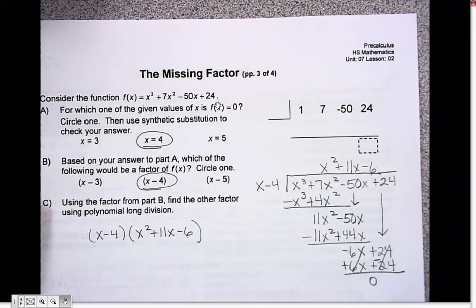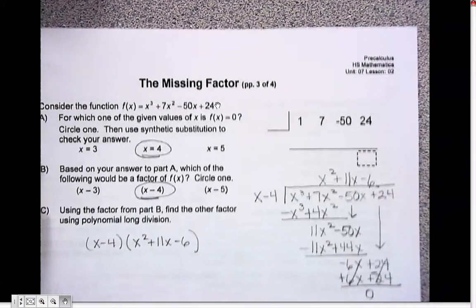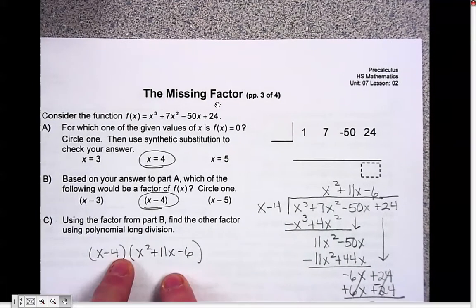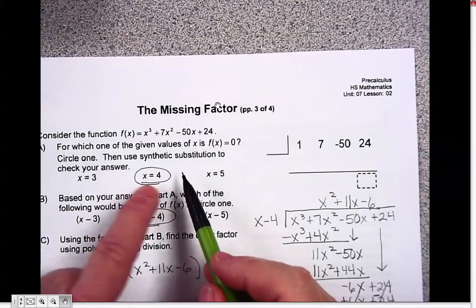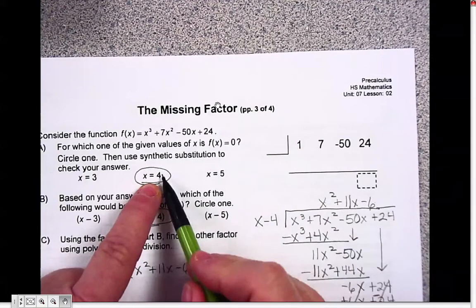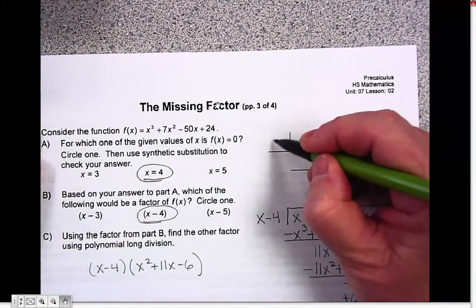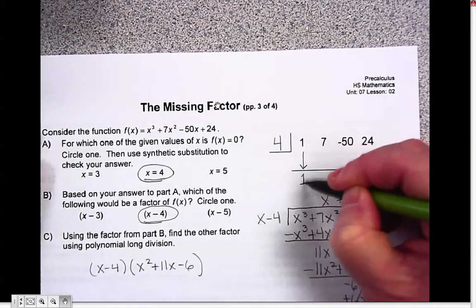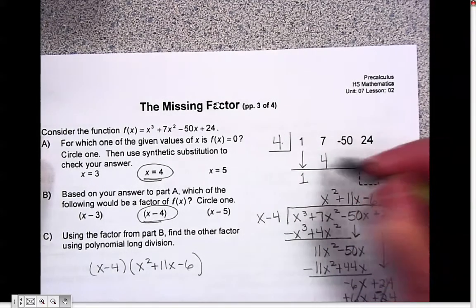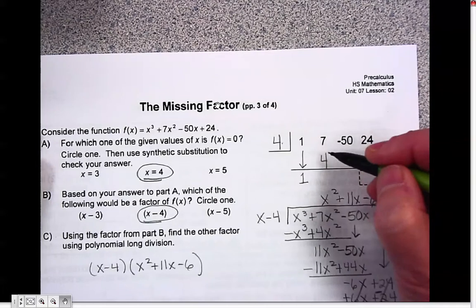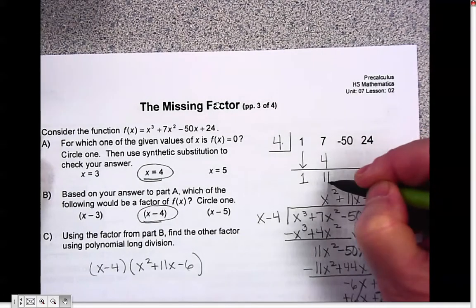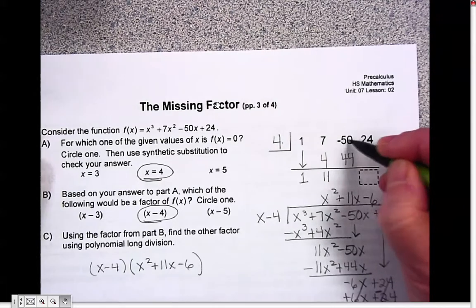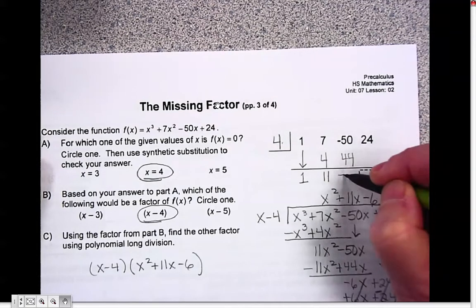Okay. Now, I accidentally forgot to do the synthetic division, but we can do it this way. We found the two factors. What we're going to do is check and see with synthetic division if 4 is actually a factor. So we'll put a 4 in here, bring down the 1. 1 times 4 is 4. Then 7 plus 4 is 11, and 11 times 4 is 44. And negative 50 plus 44 is negative 6.